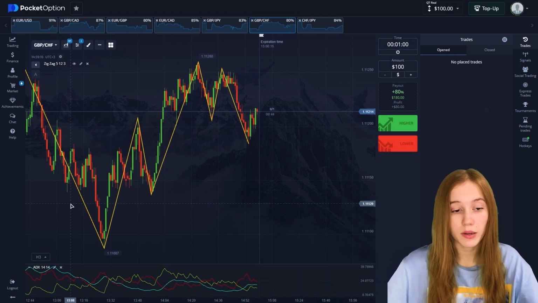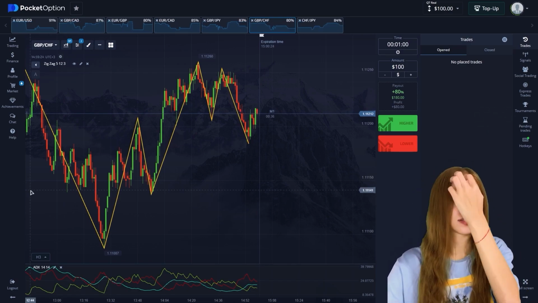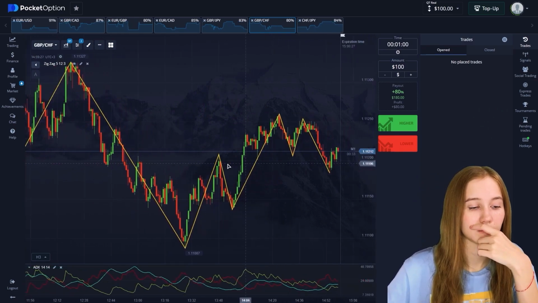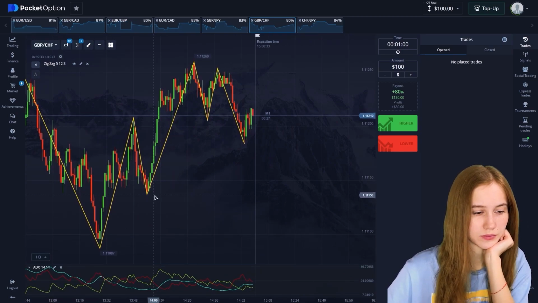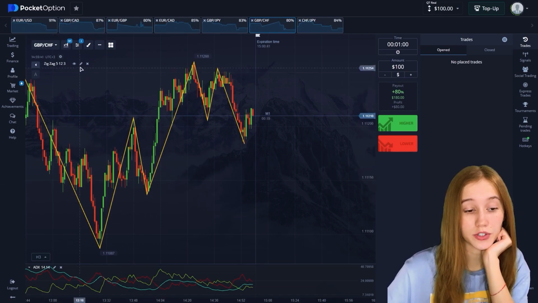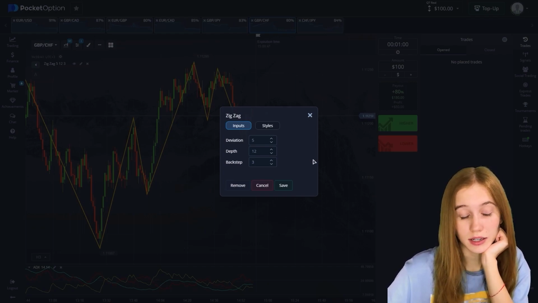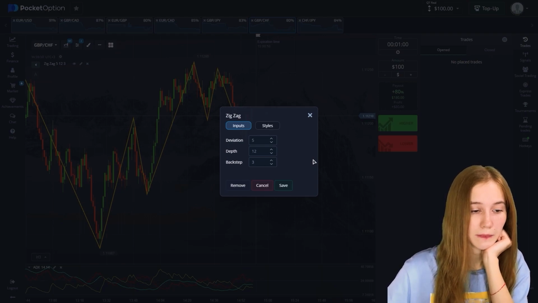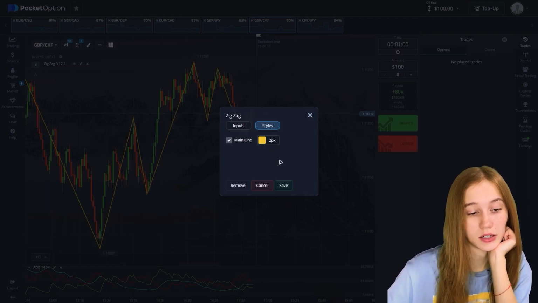Let me tell you a little about these indicators. I'll tell you the theory and then I'll show it in practice. I'll start with the first indicator, ZigZag, located on our chart. Here are its parameters. You can pause the video, screenshot it and copy it.